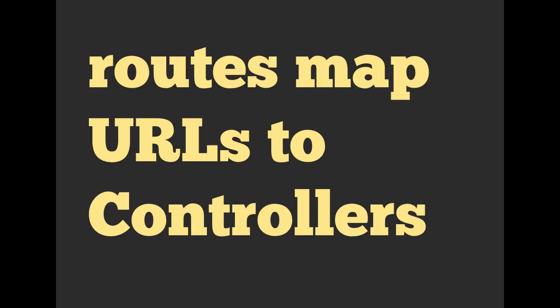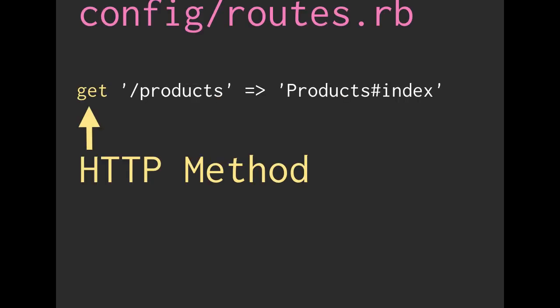And we can use our routes to map URLs to controllers. So routes, again, are going to be a combination of HTTP method, HTTP verb, as well as a URL. Let's take a look at an example of some routes. This is going to be in your config/routes.rb file. You might see a line that looks something like this.